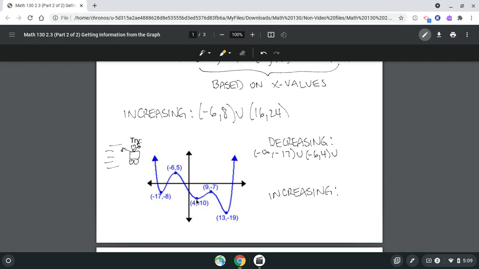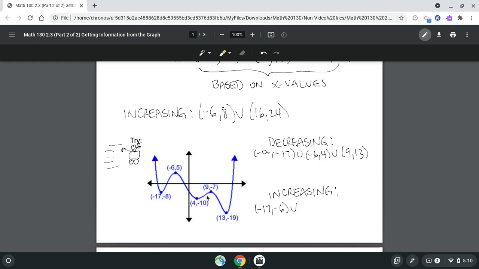And then we go up and then back down right here from 9 to 13. That looks like that's about it. Okay, and then increasing. All right, so you are increasing. So this is down and then up. So up from -17 to -6. Okay, so down, up, and then down, up again.